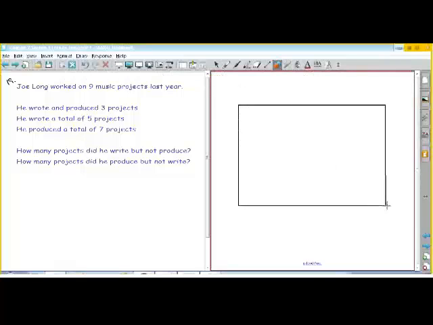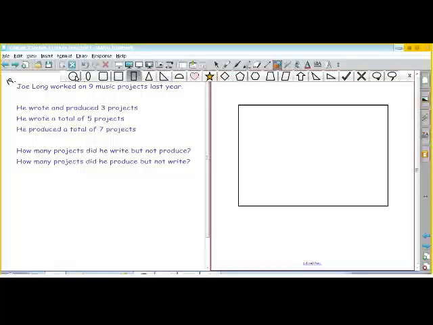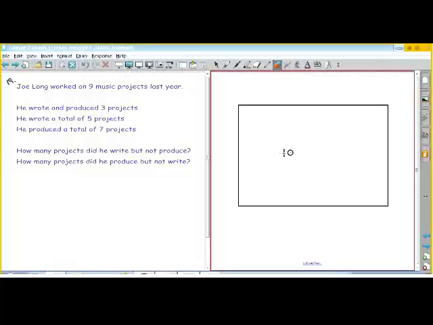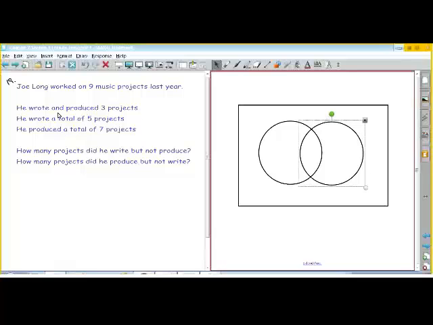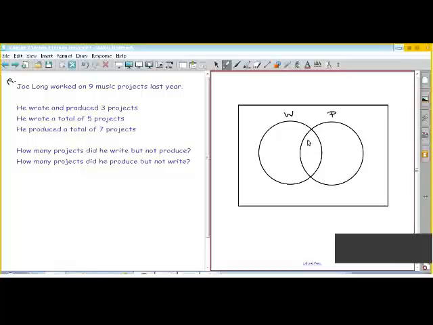So we're going to draw a Venn diagram, which consists of our rectangle. And because we have 2 categories, we have things that he produced and things that he wrote, we just need 2 circles to represent those 2 sets. Because there is some crossover, because we do have a case where he wrote and produced, we overlap the 2 sets. And I'll use a letter to designate each response. One is he wrote, and one is he produced. And where they're overlapping is where he wrote and produced.